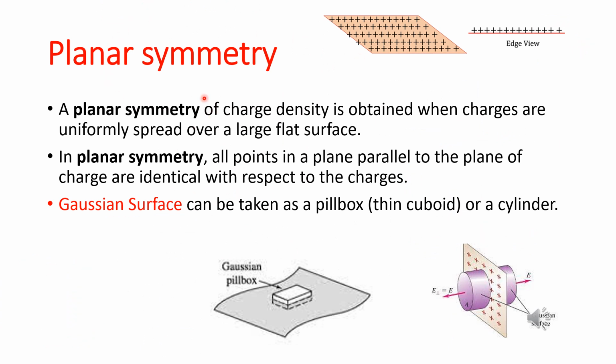Now we discuss the planar symmetry. Planar symmetry is obtained when charges are uniformly distributed over a large flat surface, and this is the side view. In that case the Gaussian surface can be taken as a pillbox, meaning a very thin cuboid, like we can see in this image. We have a plane surface and this cuboid, with half the part above and half below it, or we can take a cylinder also, and both will give us the same results. These are the Gaussian surfaces.